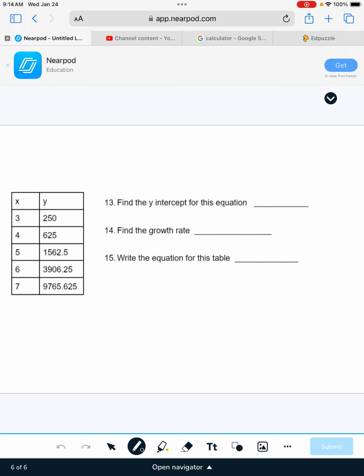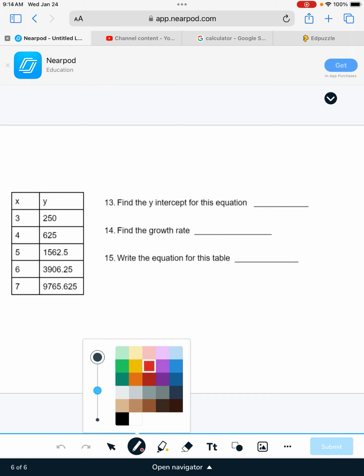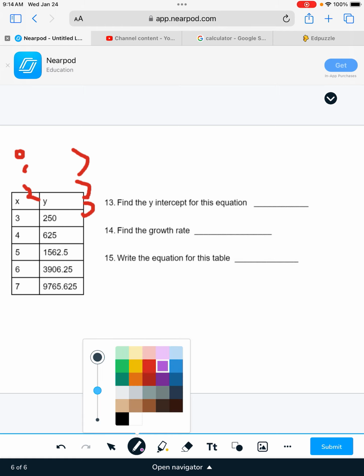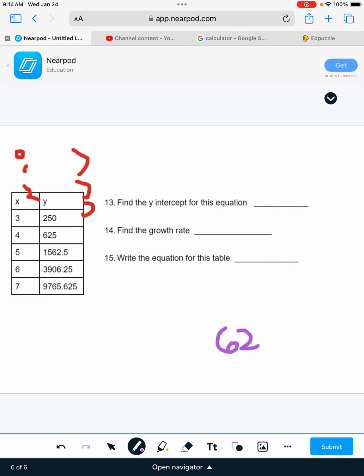This is the last example, and you'll notice right now, again, we don't have x equals 0. We want to get to that. If we step up once, we'll be at 2. If we step up again, we'll be at 1. If we step up again, we'll be at 0. So if we can find out what this rate is, this scale factor, this growth factor, we can easily get this figured out. So let's start by finding that growth rate. How do we do that? We take 625 and divide it by the number right above it, 250.